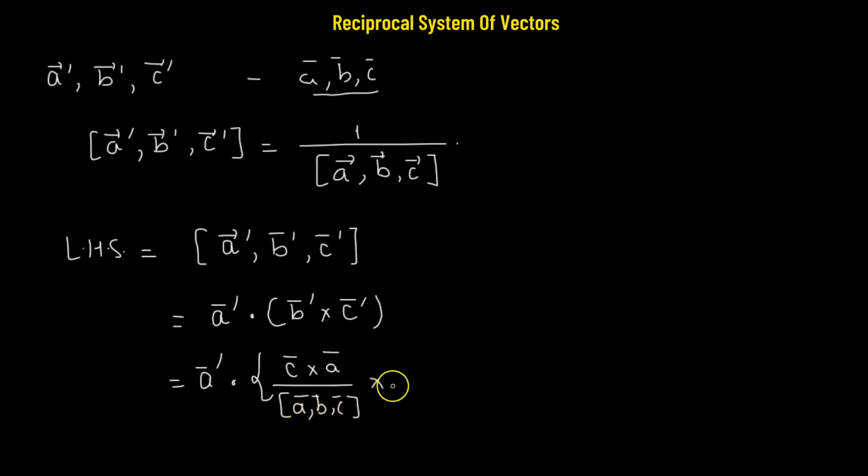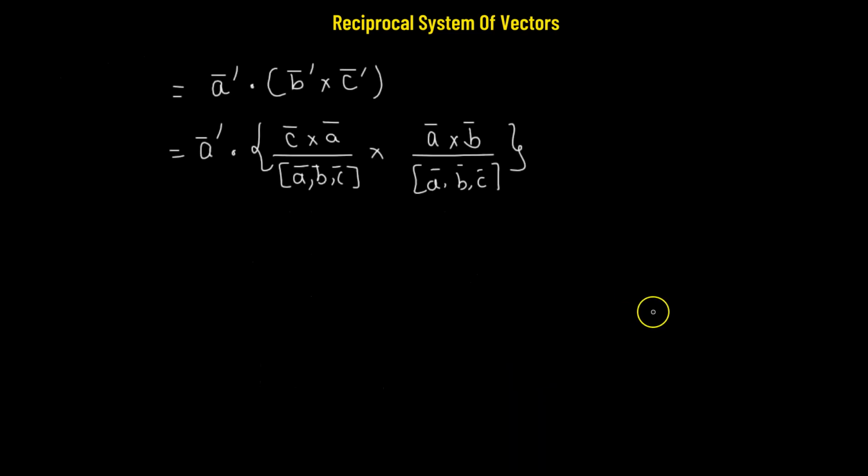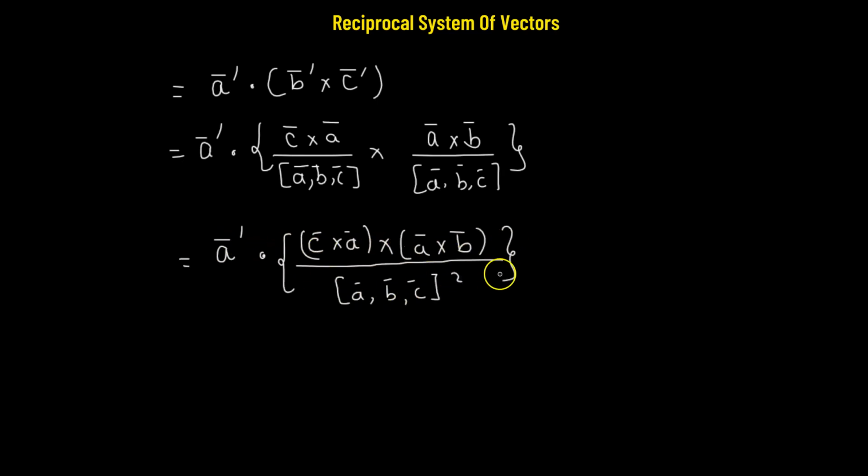This is crossed with C prime. So C prime will be vector A crossed with vector B divided by the scalar triple product of vectors A, B, C. So what we now have is the vector product of 4 vectors, C cross A crossed with A cross B. So we'll have to use the definition.